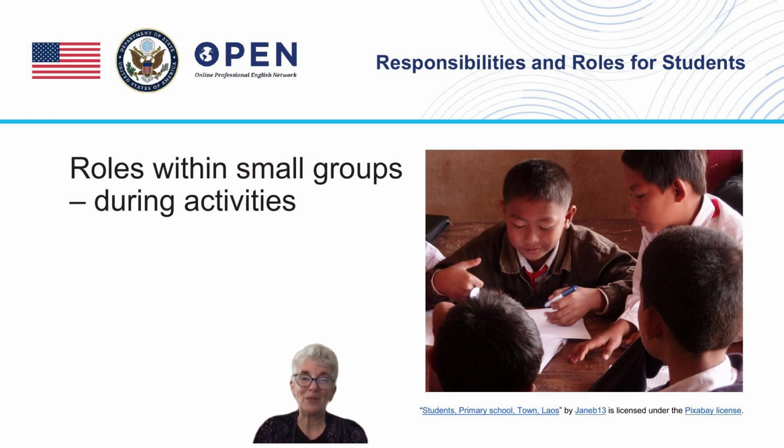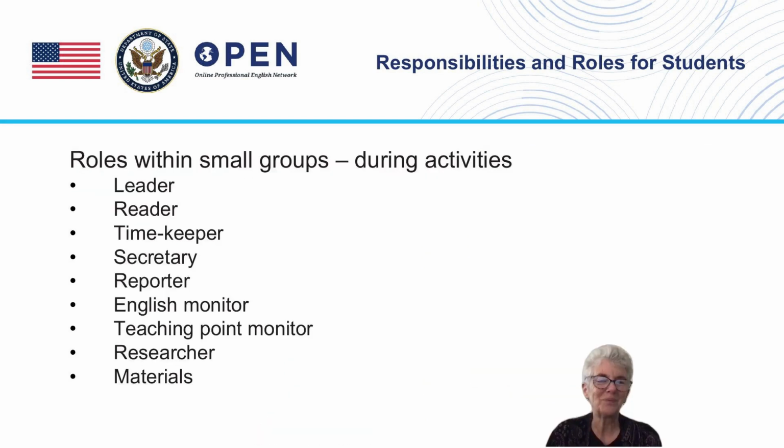Teacher complaints about small group activities might include, "The best student does everything and no one else participates," or "Everyone just sits around and no one does the task." One way to avoid such problems is to give every student in each small group a role. This is especially important during longer activities, ones that last 10 minutes or more.